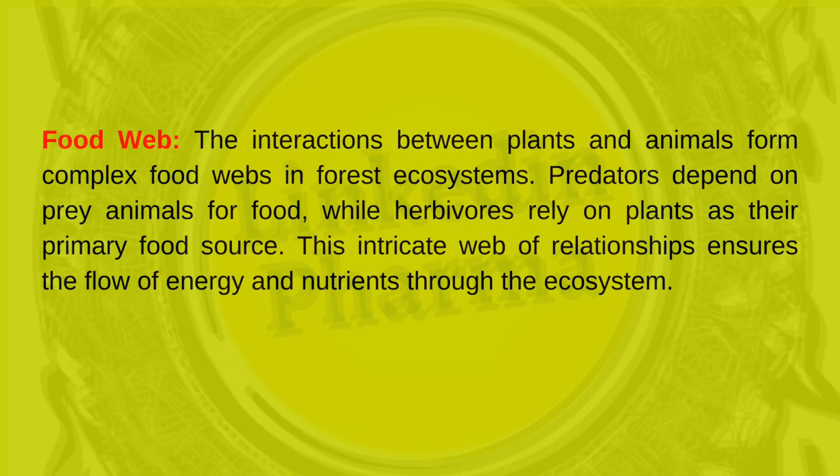Food web. The interactions between plants and animals form complex food webs in forest ecosystems. Predators depend on prey animals for food, while herbivores rely on plants as their primary food source. This intricate web of relationships ensures the flow of energy and nutrients through the ecosystem.